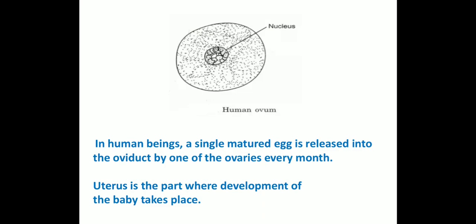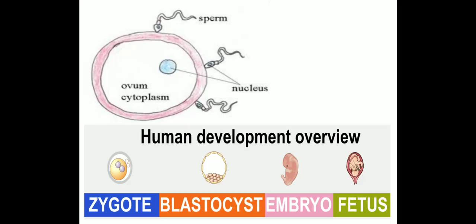Next topic we have is human development. How does a baby develop? As you can see, millions of sperms are attached to the ovum. Among them, only the active one enters through its head portion. Finally, when it fuses with the egg, it becomes a zygote. Then after further division, it becomes a blastocyst. That means the number of cells increases. Then it becomes a small embryo. And finally, it looks like a fetus, a normal small baby inside the womb.